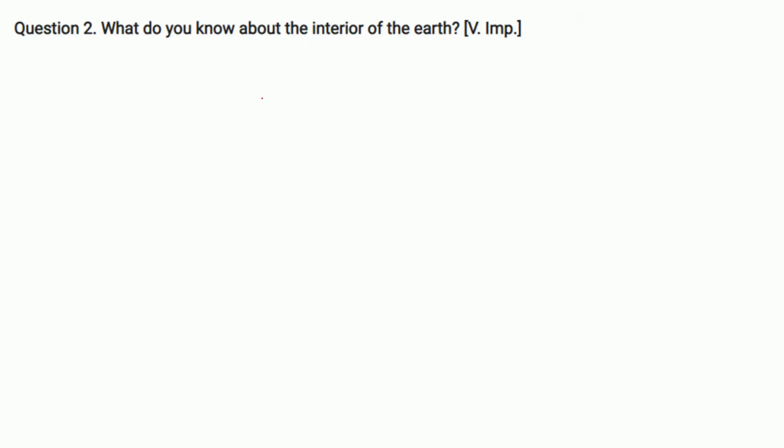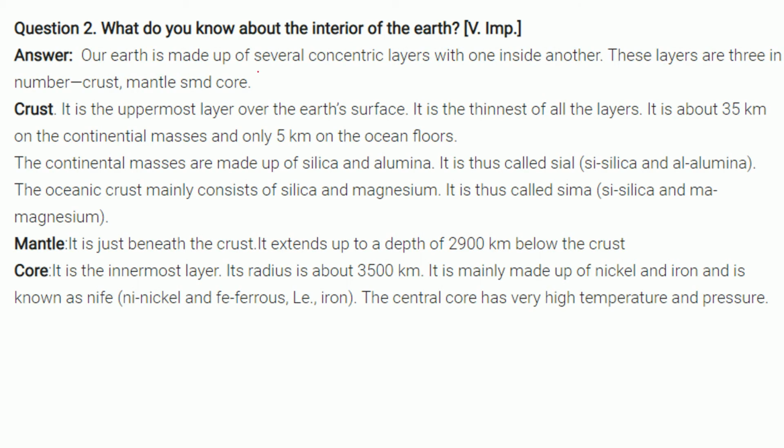What do you know about the interior of the earth? Our earth is made up of several concentric layers, one inside another, just like an onion. These layers are three in number: first of all we have the crust, then the mantle, and then the third one, which is the core.